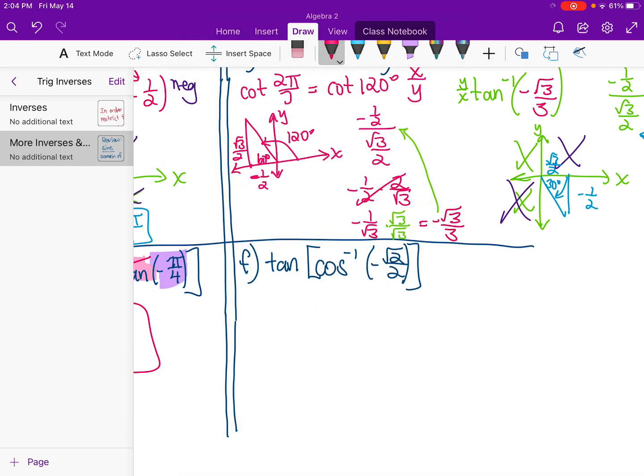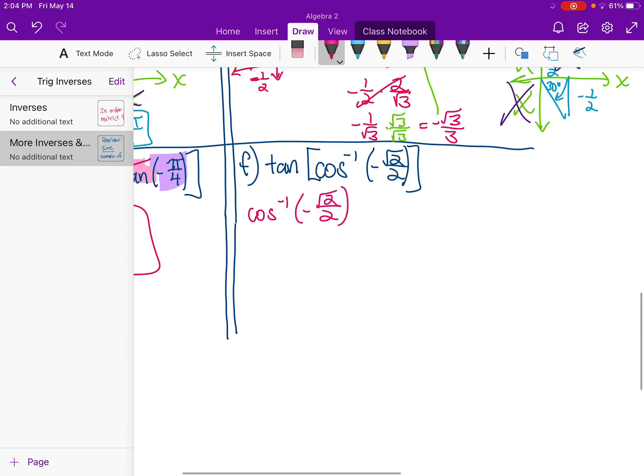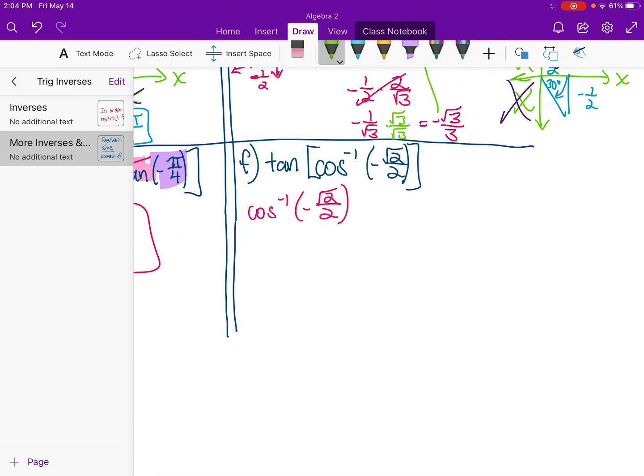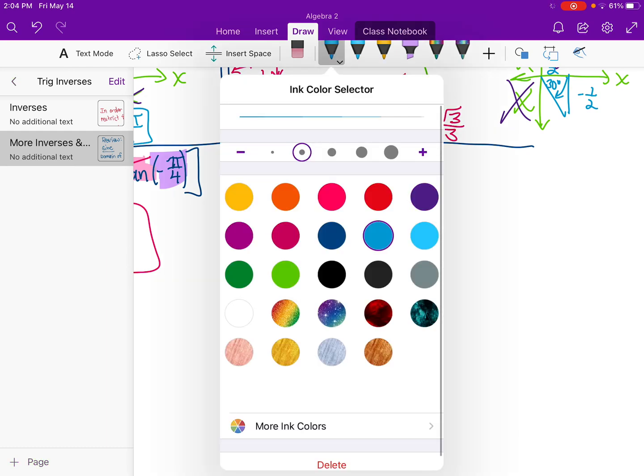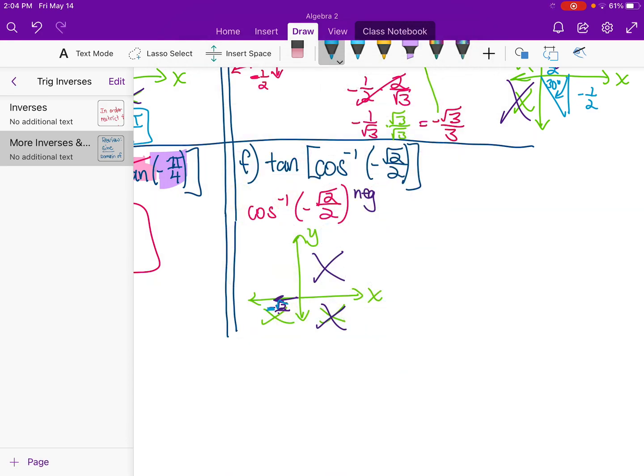We're going to find cosine inverse of negative rad 2 over 2 first. So we're going to ask ourselves, which quadrants does cosine inverse live in? And then where is cosine negative? Cosine is negative to the left. I don't want to cross that one off. I want to cross off the ones that aren't negative. And then I know the cosine is the x. Cosine is the x value.